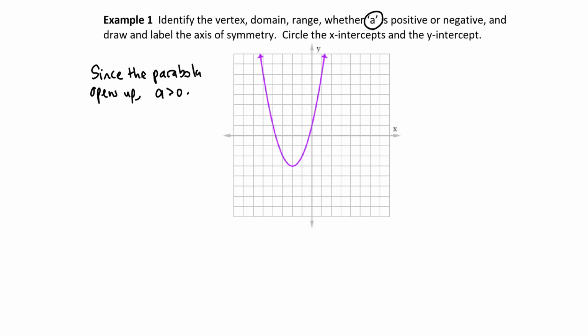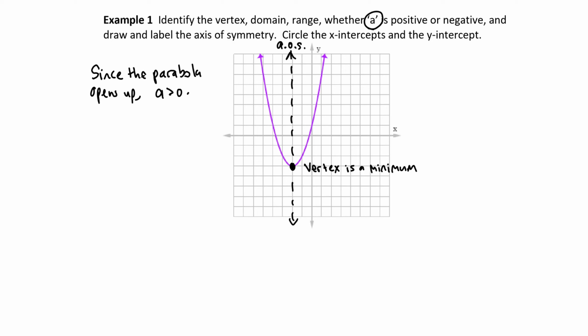Now, since it opens up, that indicates that our vertex is a minimum. So I'll just make a note of that. Vertex is a minimum point. As soon as we identify that vertex, we can also recognize the axis of symmetry. Remember, the axis of symmetry is a vertical line that passes right through that vertex. Generally, we draw it as a dashed line because it's not really part of the graph. It's only a reference line. But this is our axis of symmetry. Points on either side of the axis of symmetry at the same elevation are equidistant from that axis of symmetry.